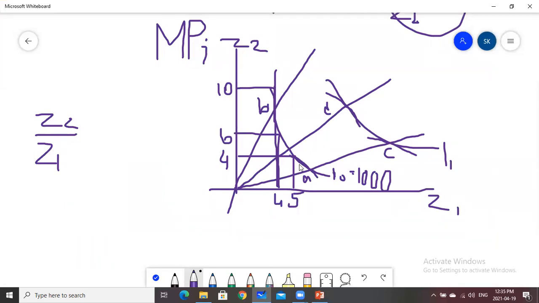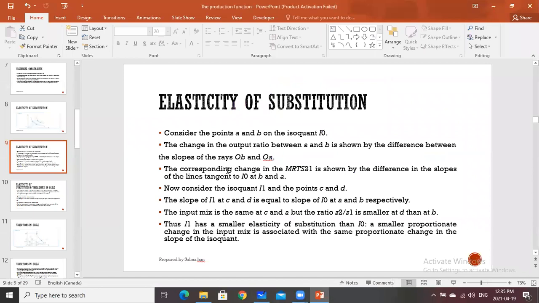ये यहाँ पे इस line से show क्यों हुआ है? Because we can see that this isopoint curve is tangent to this particular straight line. So therefore MRTS 2 for 1 at this point is shown by A, and again at this point we have a line that is tangent to the isopoint curve at point B. So these points A and B are showing the marginal rate of technical substitution for 2 for 1.